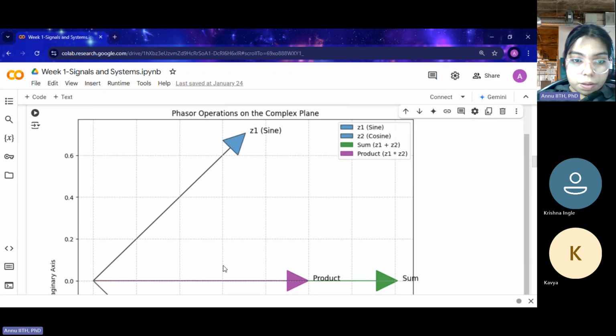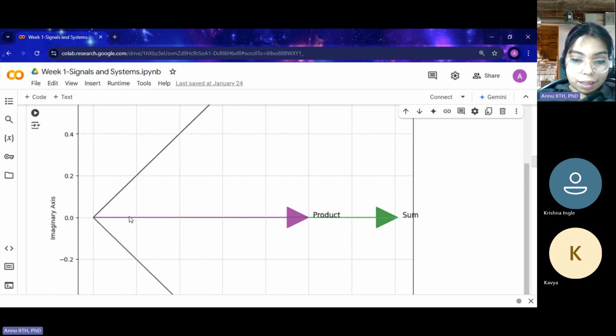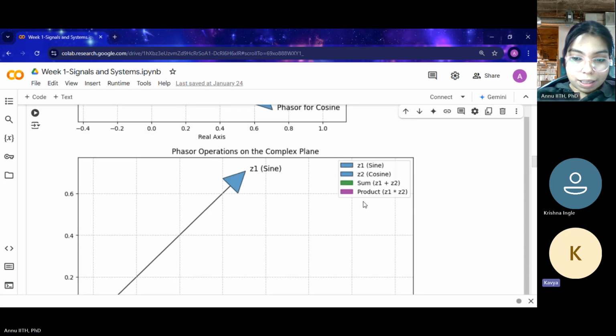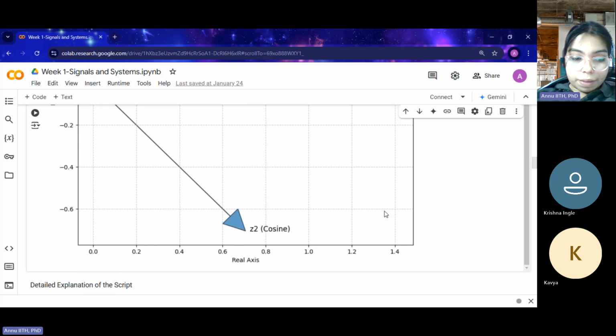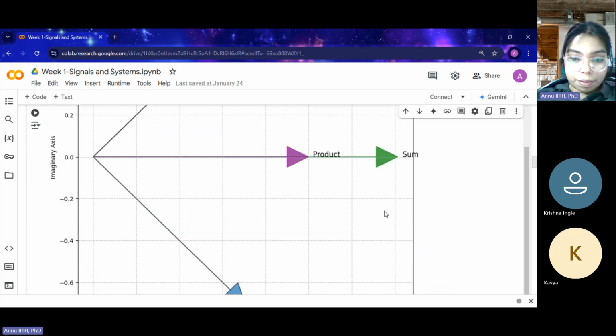Okay. So, phasor operations from the complex form. Suppose you have Z1 as sine, Z2 as cosine. How will the sum look like? So the sum comes in between. See, and the product also comes in between. So these are parallel in nature. So for sine and cosine, the product also comes in between, and this also comes in between.